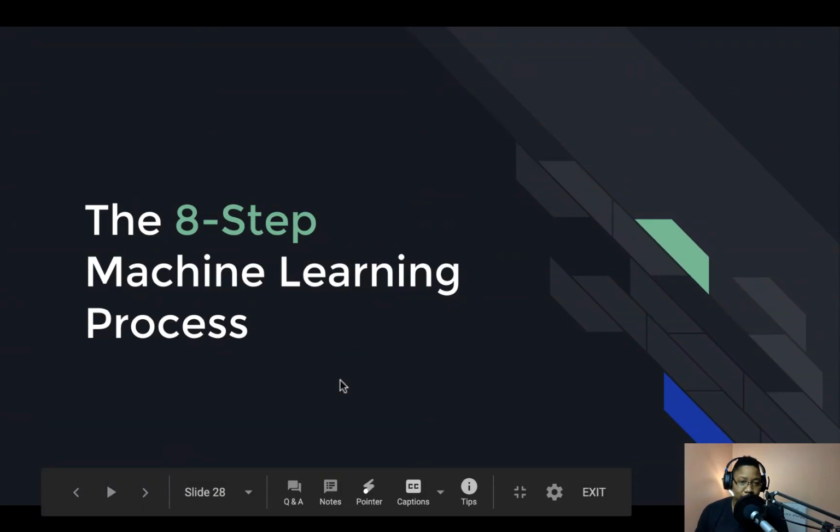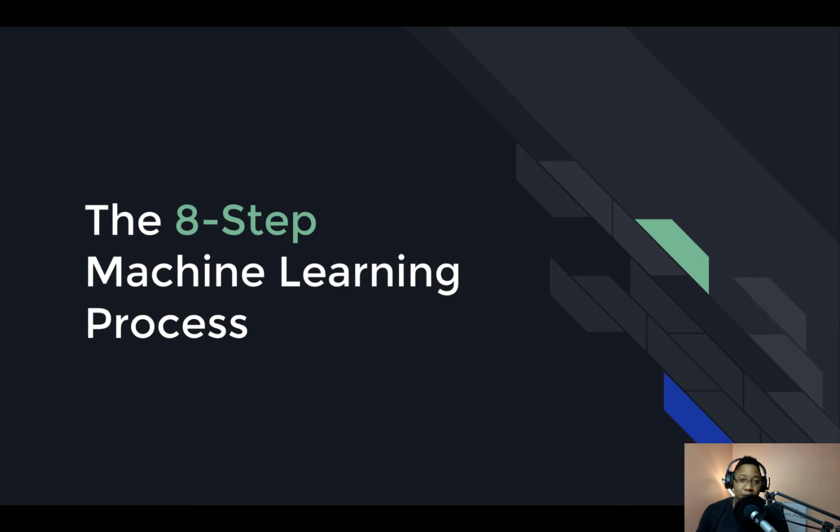Alright, so in the last video we looked at the overview of machine learning. Today we're going to continue from that previous video and outline the 8 steps that I take in my machine learning projects. Now it can be 7, can be 9, everyone's different. Some people combine steps, some people break down steps.